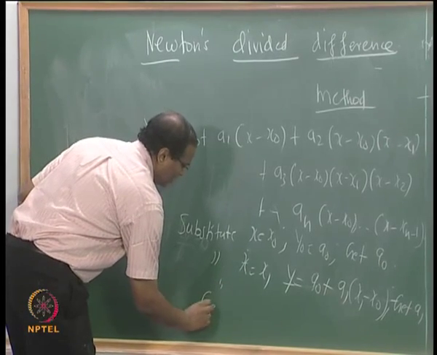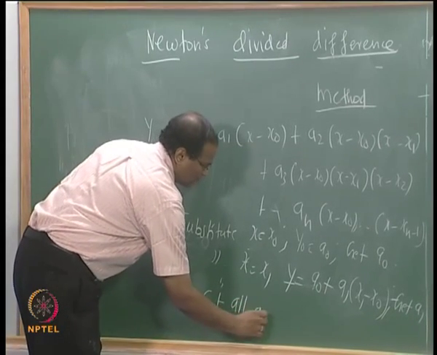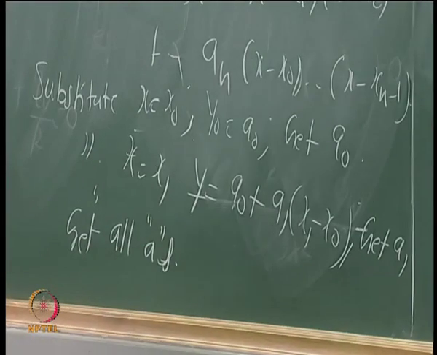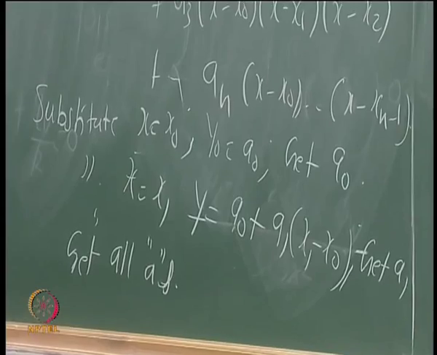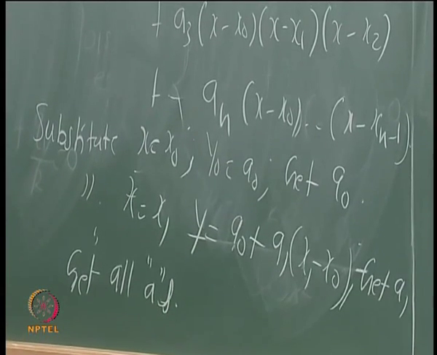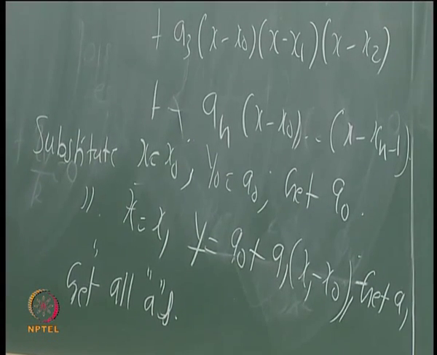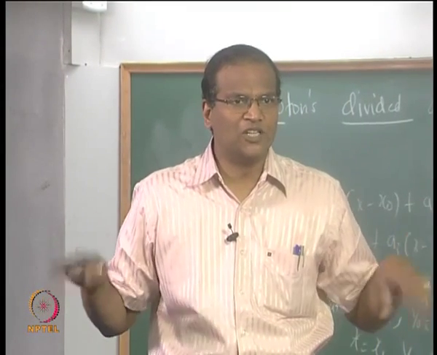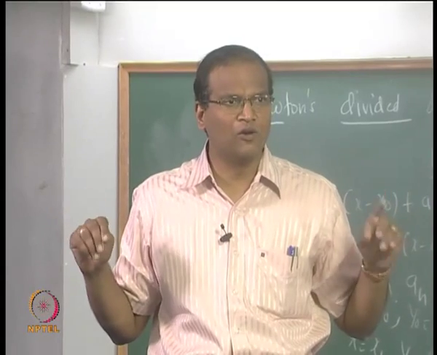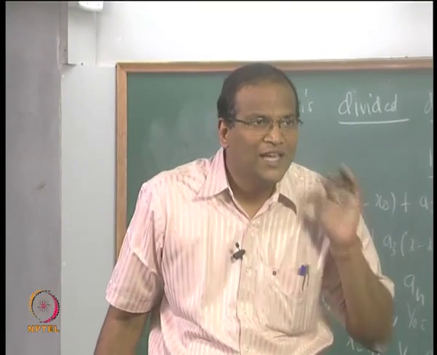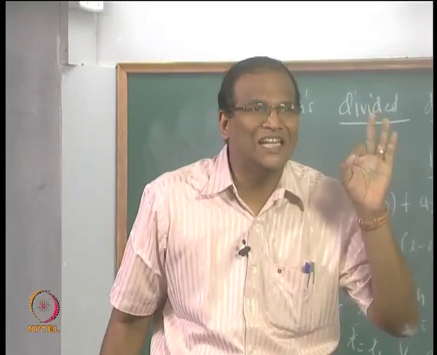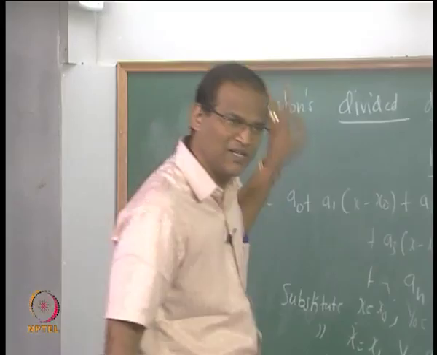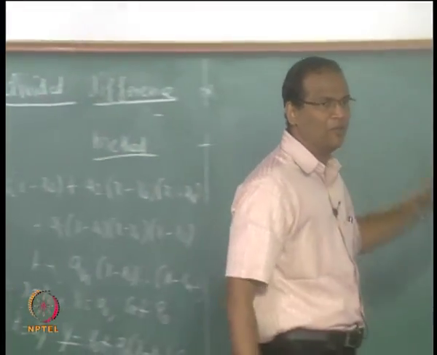So get all the a's. What's the big deal? Why can't I have a polynomial y equal to a0 plus a1 x plus a2 x squared plus a3 x cubed and so on, and get 4 equations, 4 unknowns if it is cubic, and solve the 4 by 4? Here all the coefficients are determined sequentially and not simultaneously. So there is no need to solve a set of simultaneous equations. It is a lot simpler compared to the polynomial.